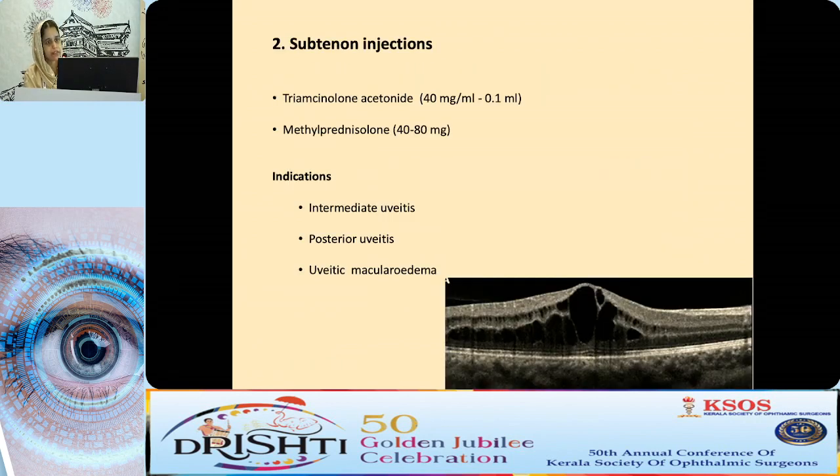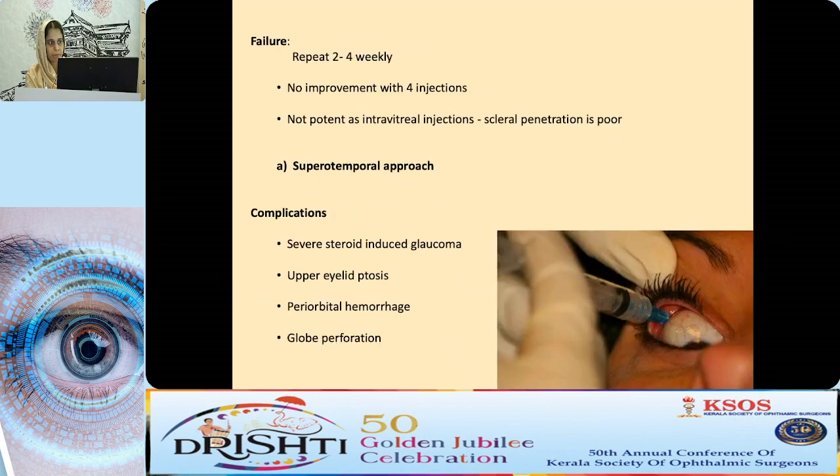Triamcinolone acetonide 40 mg per ml, 0.1 ml, and methylprednisolone can also be given as subtenon injections. Other indications include intermediate uveitis, posterior uveitis, and uveitic macular edema. These injections can be repeated 2 to 4 weekly. If there is no response after 4 injections, it is considered as failure of the treatment. And the effect is less compared to intravitreal injections since the scleral penetration of these drugs is less.